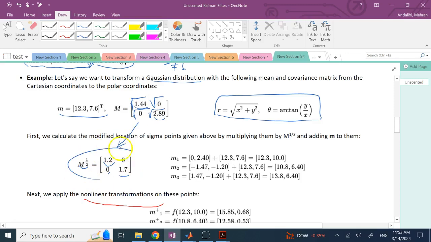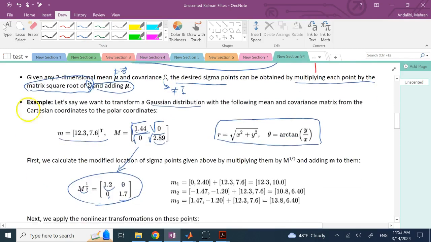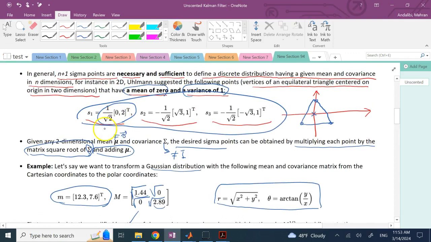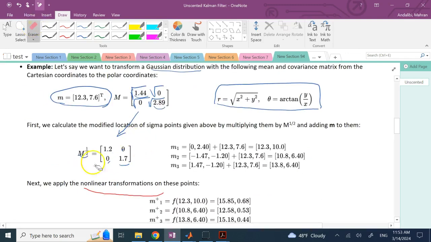Then you multiply this m to the 1/2 by each and every one of these points, and then add to the result of that this average. So the first point becomes that m multiplied by this, which is 0 and square root 2. First we multiply this by 0 and square root 2, and then add this average to it.